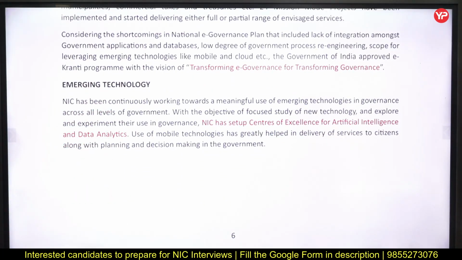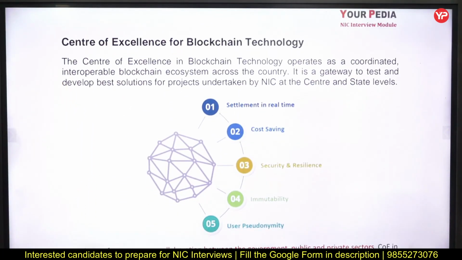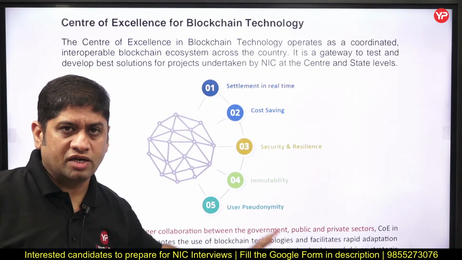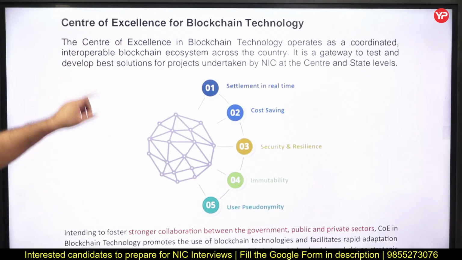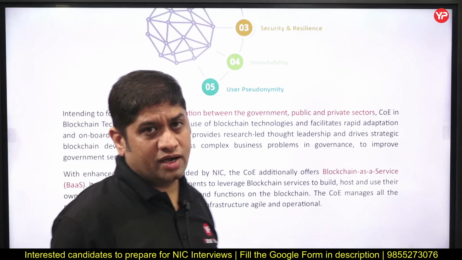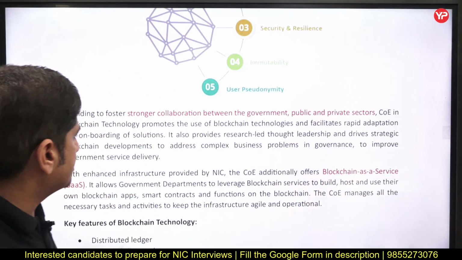Emerging technologies means artificial intelligence, data analytics, all these things are emerging technologies. So there are some centers of excellence under NIC, and blockchain technology is one of the centers of excellence. Understand what is blockchain technology and what is the advantage of that. So if you people are working in that field, you should know there is a center of excellence of blockchain technology. So how to enhance the collaboration between government and public and private sector, this blockchain technology can be made use of. So this Bitcoin or cryptocurrency is only one example of blockchain. Blockchain can be used for many other purposes also.